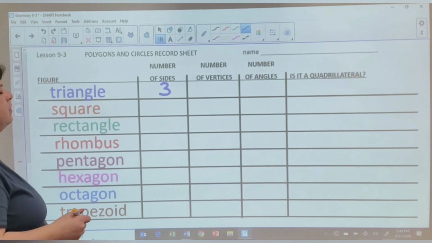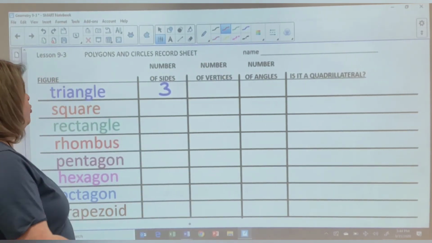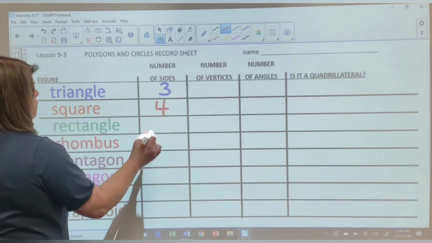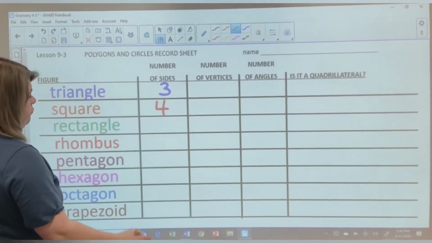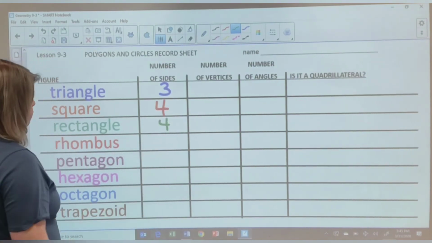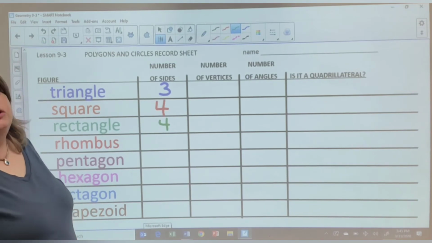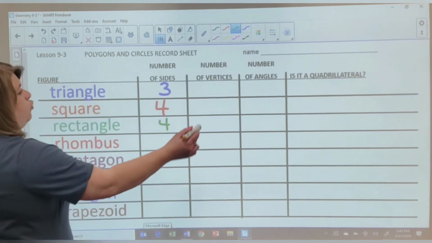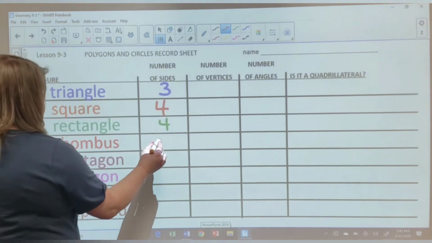A square. How many sides does a square have? 4, of course. How about a rectangle? Yes, 4. A rhombus. You can look back in your book if you need to. It looks like the bus. A rhombus. How many sides does that have? 4. Yeah.